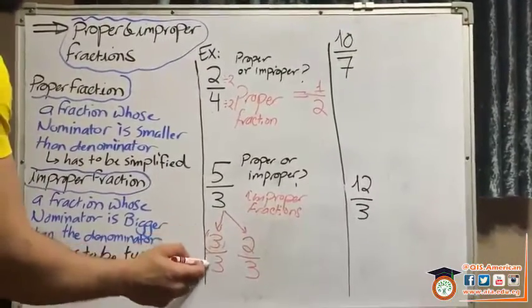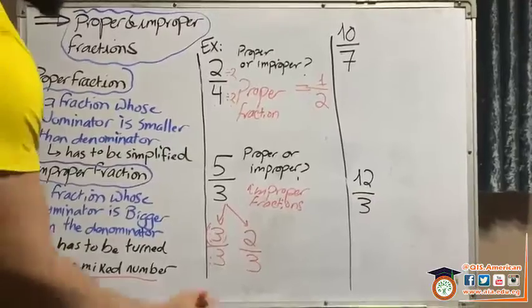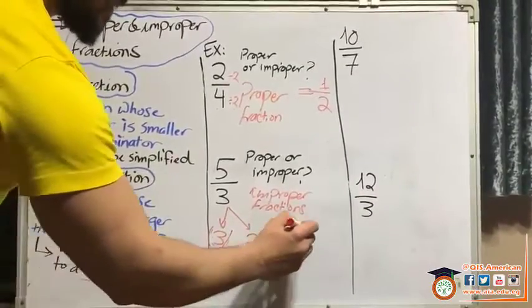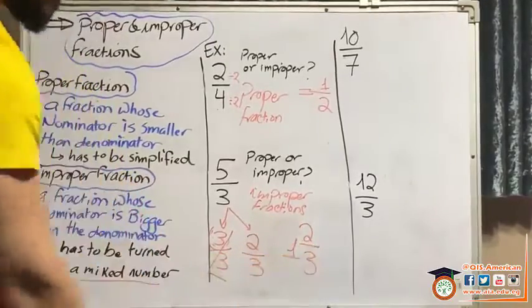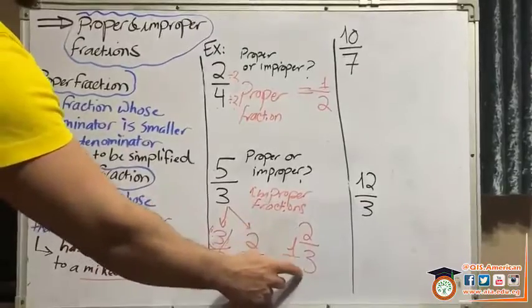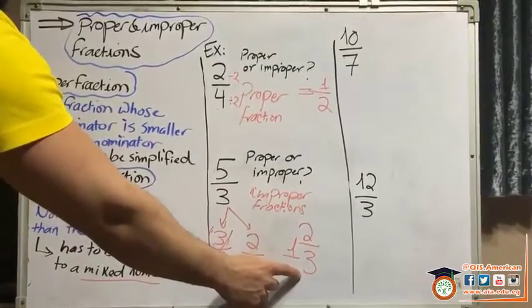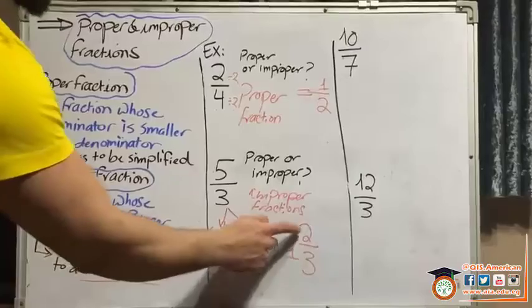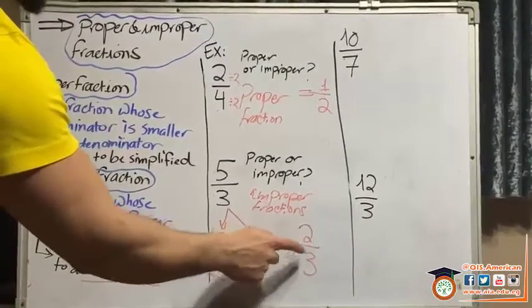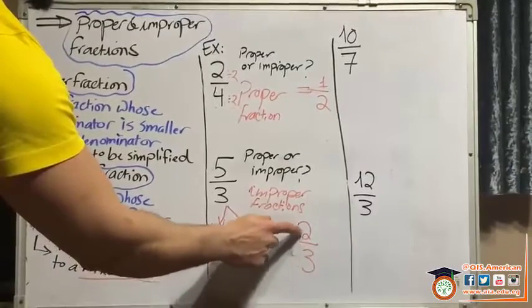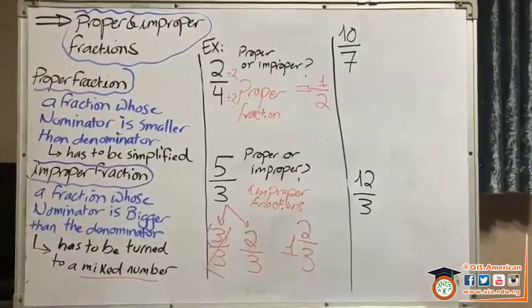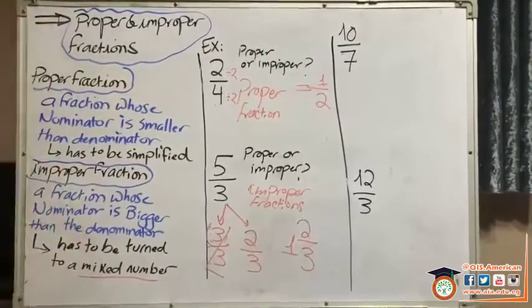What's any number divided by itself? It's 1. So the answer is 1 instead of the 3 over 3, and the 2 over 3 as it is. Now let's look at this 2 over 3. Is this the simplified form of it? Yes, it is, because the difference between 2 and 3 is only 1. So any fraction that has a difference of 1 between the numerator and the denominator is always in its simplified form.